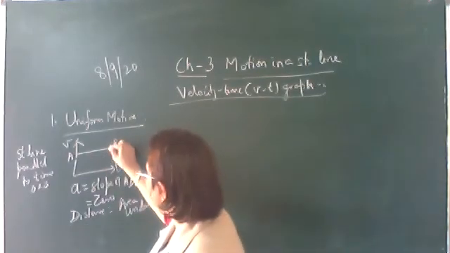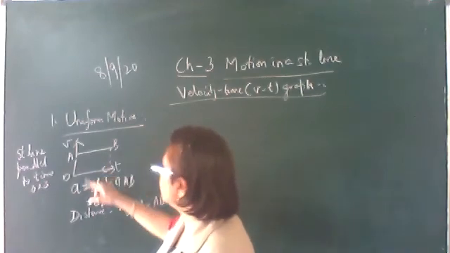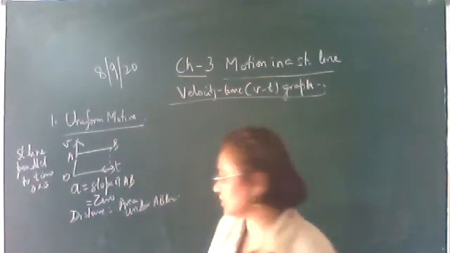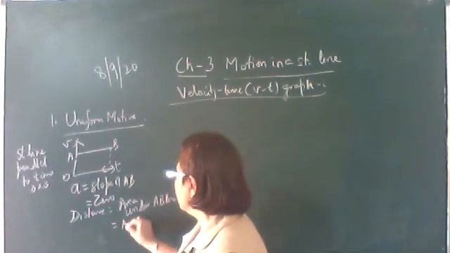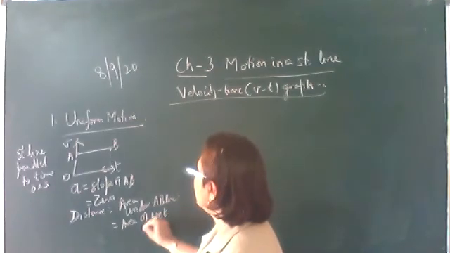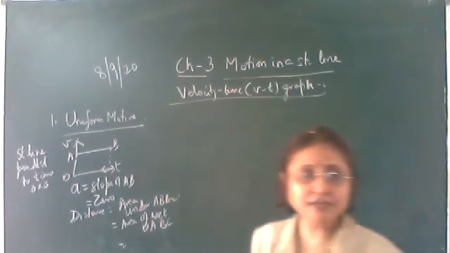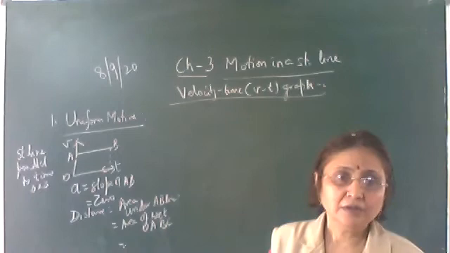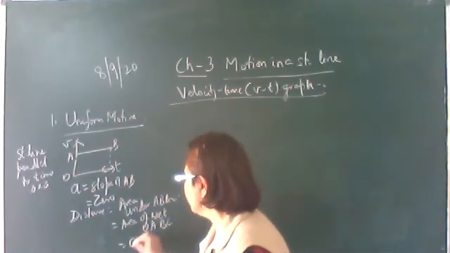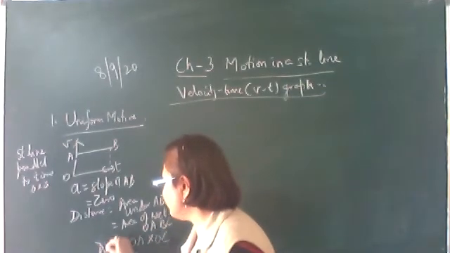Let this point be O, this point be C. That is the area of the rectangle ABOC. So it is the area of rectangle OABC. And the area of a rectangle, you know, is equal to length into breadth, OA into OC. OA into OC will give you the distance traveled.